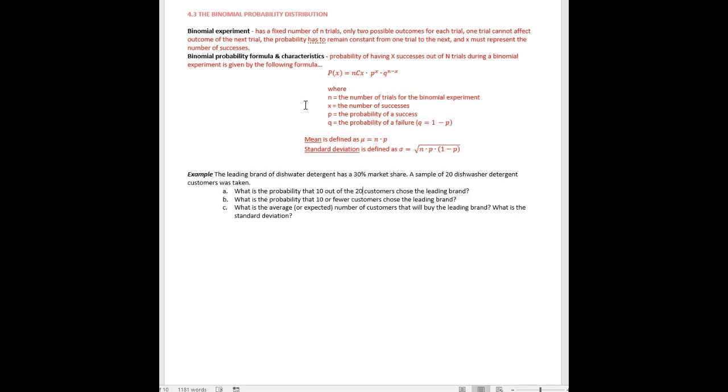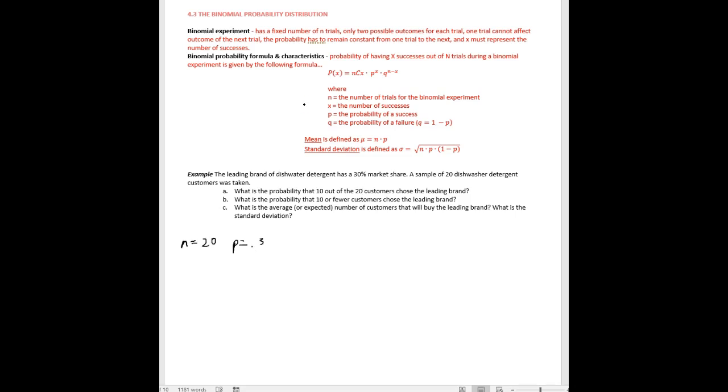So the best way to go about this problem is kind of how we've been solving problems in other sections. We want to first list out what we know, given the problem. So this sample of 20 is our number of trials, n. So we know that n equals 20 in this scenario, okay? And our market share we can believe is the success rate, because we get that from the first question: What is the probability that 10 of the 20 customers choose the leading brand? So this 30% market share is the probability of customers that choose the leading brand. So P is 0.3.